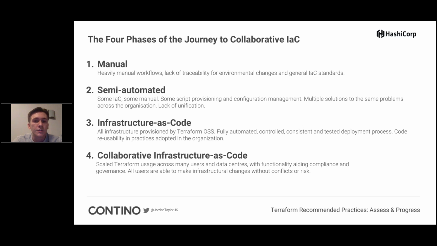And then you move on to infrastructure as code. At this point, you're probably hitting the more mature levels of Terraform open source. Things are fully automated, everything's consistent, and you also have a lot of reusability. But that's just in a few teams. When it comes to multiple teams and the whole organization needing some compliance around how people provision infrastructure, this is where you move on to the collaborative infrastructure as code phase, where you need tools like Terraform Enterprise.